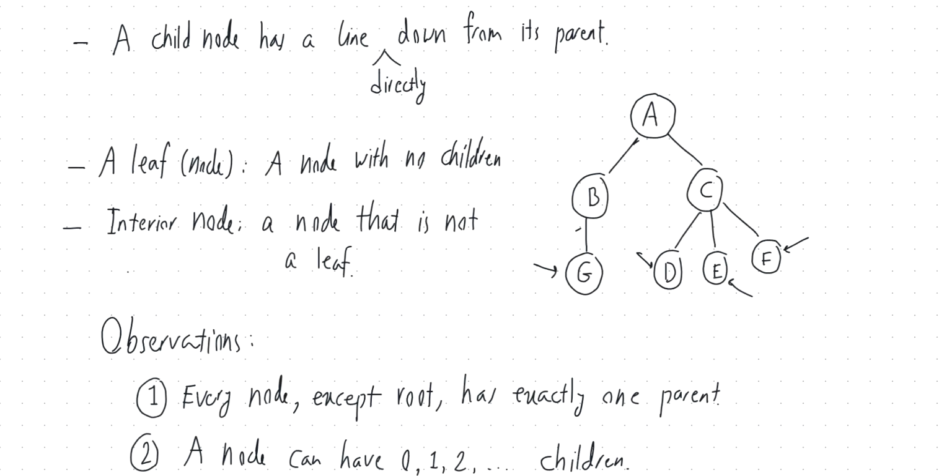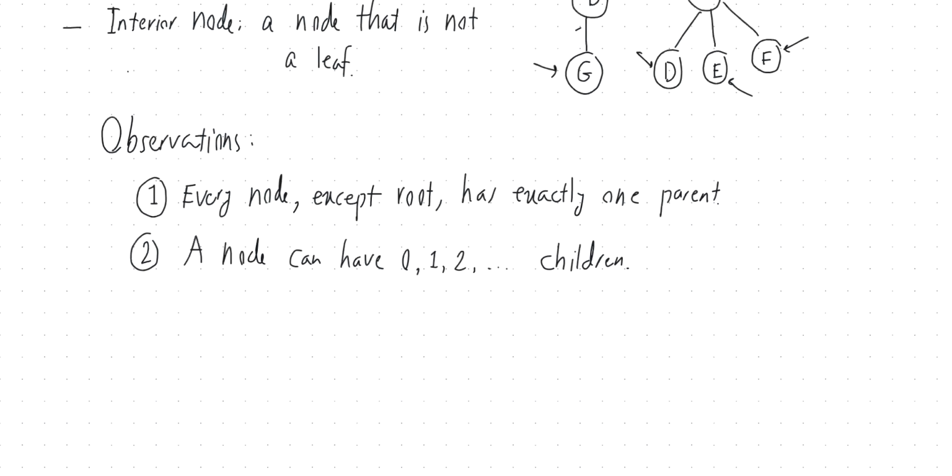So, and it's possible that C has like 4 or 5 or 10 children as well. So there is no limit, unless we talk about what's called binary trees, which we will talk about in the next video. In that case, we limit the number of children to either 0, 1, or 2. Okay. Two simple, very basic observations.